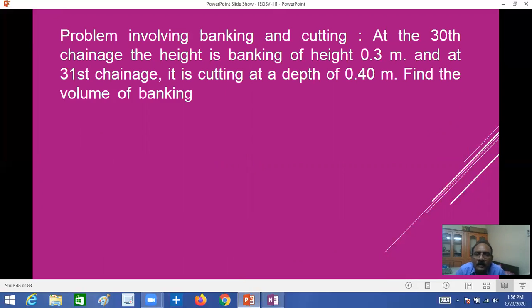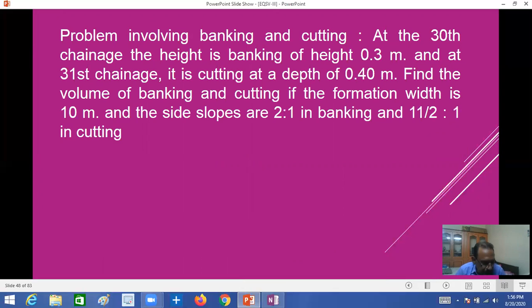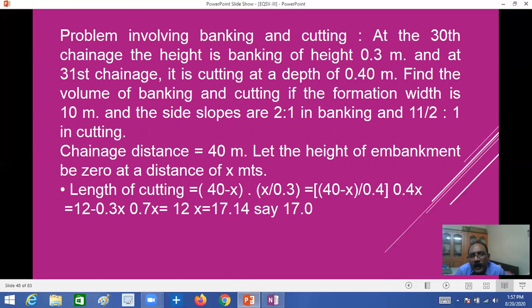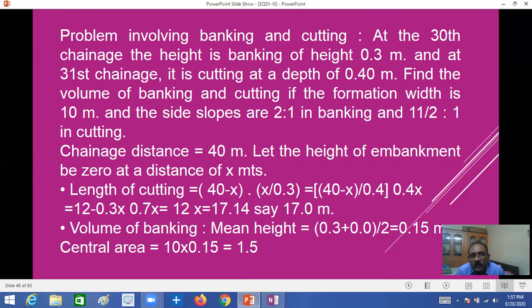In this cutting, the depth is 0.4 meters. Find the volume of banking and cutting if the formation width is 10 meters, that is B equal to 10 meters, as I have shown you. The side slopes are 2:1 in banking, but in cutting 1.5:1. That is, S in banking is 2, and S in cutting is 1.5.